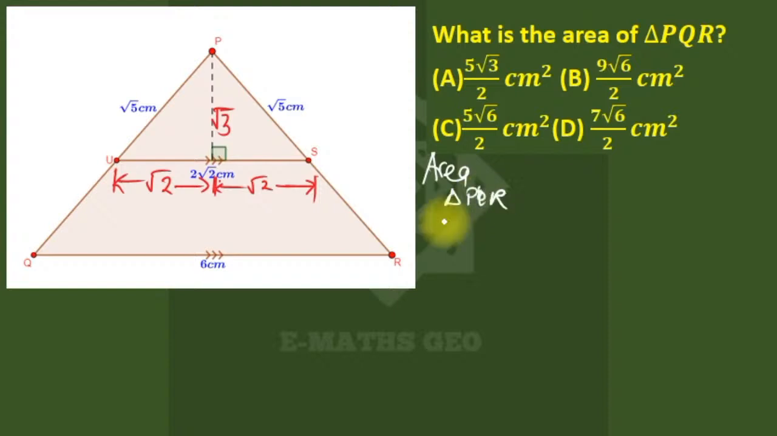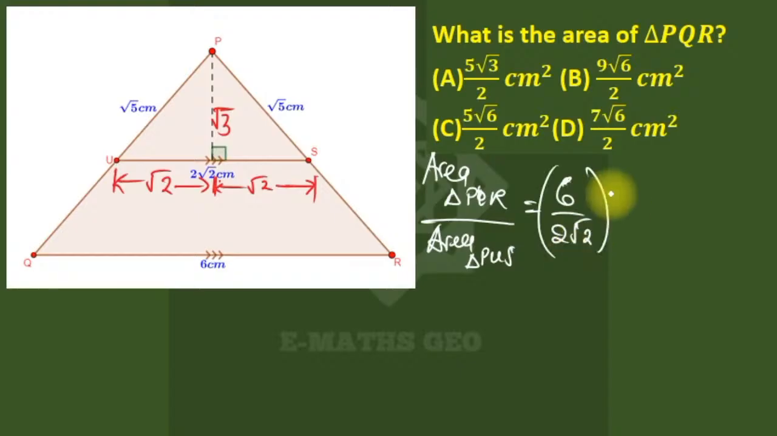PQR is the big one compared to the small one, which is PUS. So the ratio of areas is the same as the ratio of the squares of the corresponding sides, which is 6 squared over 2√2 all squared. So we have 6 over 2√2 all squared, which is 3 over √2 all squared, which is 9 over 2.